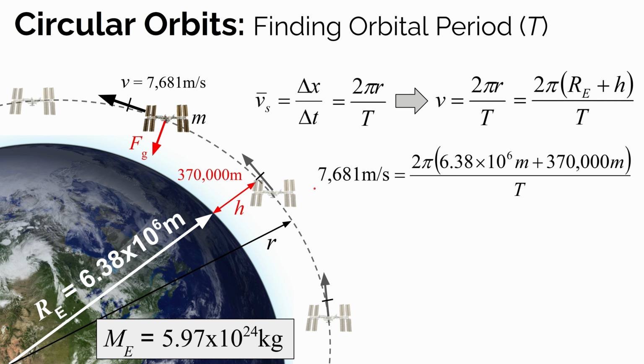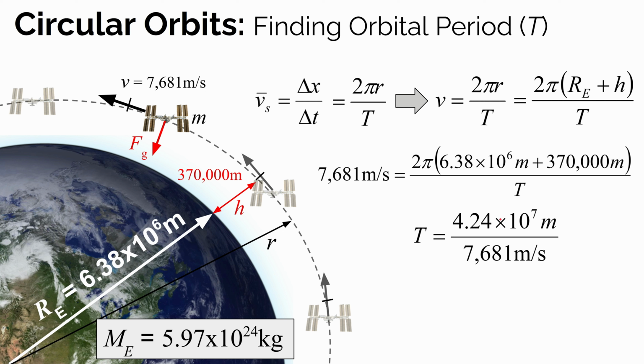So our equation becomes 7,681 meters per second is equal to 2 pi times the orbital radius, which is the Earth's radius, 6.38 times 10 to the 6 meters, plus the added height of 370,000 meters, divided by our unknown period. If we multiply each side by period, and then divide each side by our velocity, it moves the velocity down to the denominator on the right side. The total circumference of one orbit, when you multiply all this out, is 4.24 times 10 to the 7th meters. That's how far it travels, and it's moving at 7,681 meters per second.